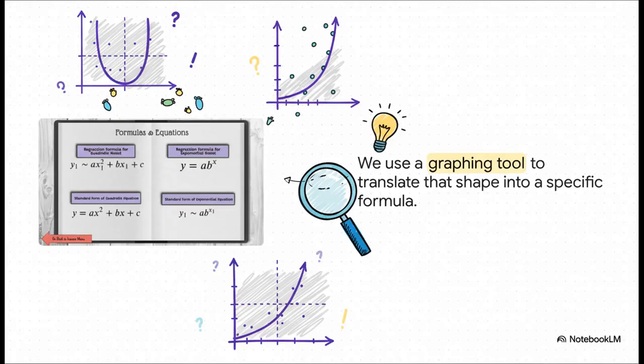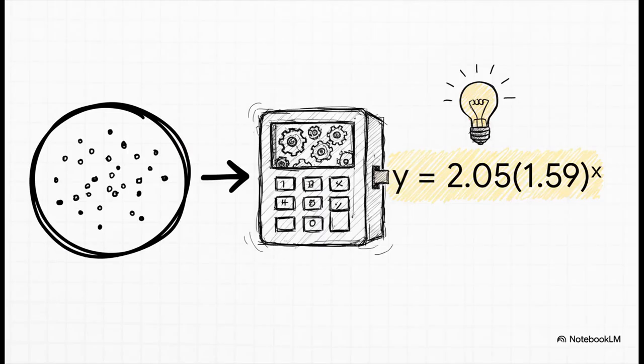Okay, so we've identified the shape, but how do we get from a shape to an actual usable formula? Well, this is where we let technology do the heavy lifting. We use a graphing tool, maybe a calculator or some software, and it can take that visual pattern and translate it into a precise mathematical equation for us. And when we feed our wildflower data into that tool, this is what it spits out. This equation right here. This is the secret code that perfectly describes our population's growth, where Y is the number of flowers and X is the number of weeks. Pretty cool, huh?